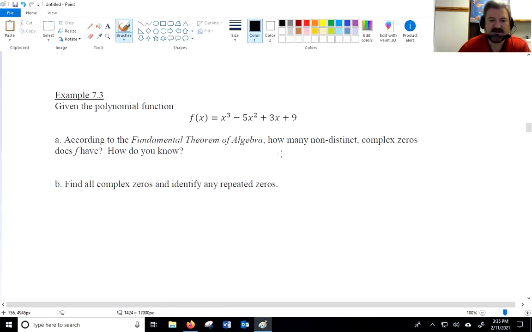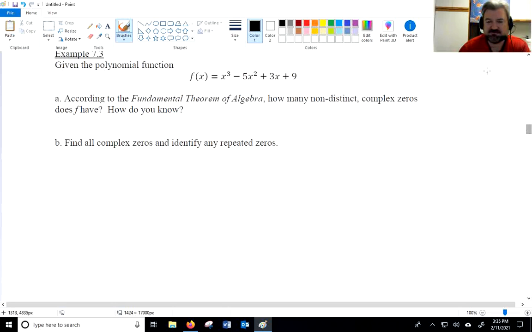All right, given the polynomial function f of x equals x cubed minus 5x squared plus 3x plus 9, according to the fundamental theorem of algebra, how many zeros must we have? I notice I said non-distinct and complex, so they could be repeated, they could be imaginary. The answer is 3. This has 3 zeros because the degree of the polynomial f is 3. Let's find all of them. Notice we're using complex zeros here, so we're going to have to use our imaginary numbers again for this lesson. If you need help remembering how to handle imaginary numbers, go back and look at Unit 6.